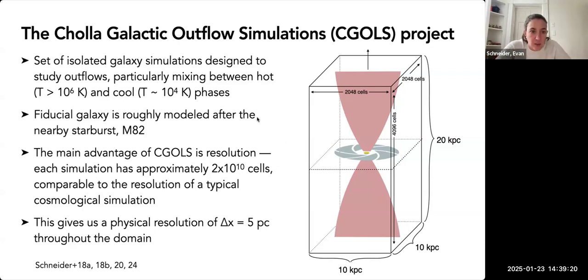Our fiducial set of models is based on M82 in terms of the size of the galaxy. So this schematic here on the right shows you the overall size of the volume. It's roughly 10 by 10 by 20 kiloparsecs on a side. And the main advantage that we have in these models is indeed numerical resolution. We run these on a fixed grid, and each simulation has the same number of cells as a typical cosmological simulation. That gives us a physical resolution across the whole domain of about 5 parsecs, which is enough to start to get at this question of what the small scale structure actually looks like.